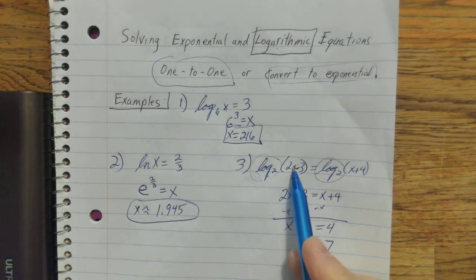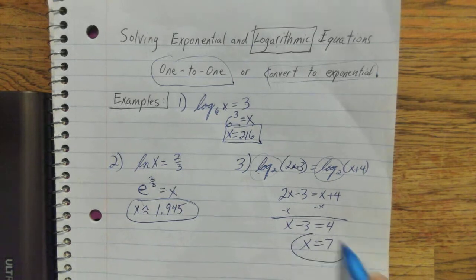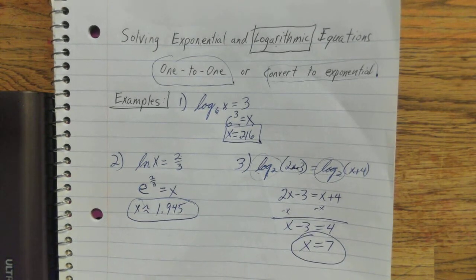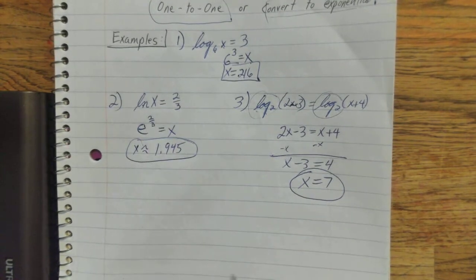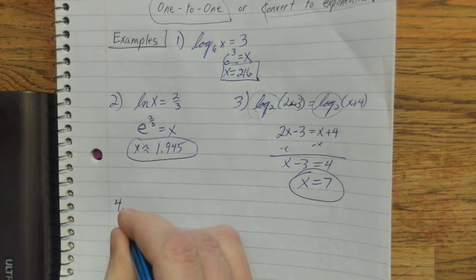So 2 times 7, 14. Log base 2 of 11. 7 plus 4 equals log base 2 of 11. I think we're good there. All right. Well, let's look at another example. My fourth example.